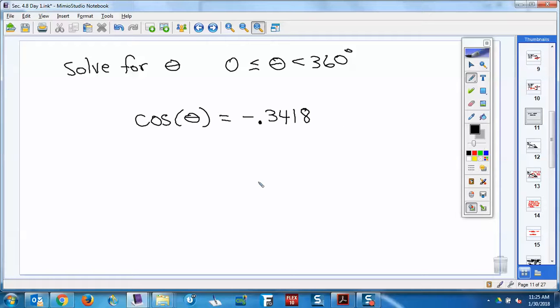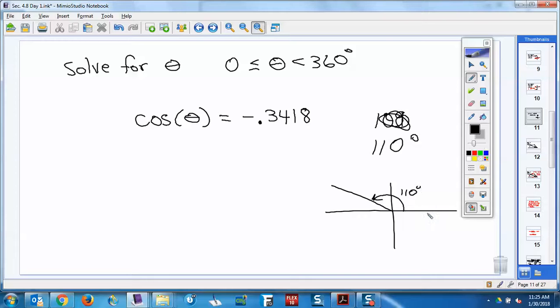In degree mode, what's it give you? 109.986. Yeah, it's called 110. Okay, so 110 degrees. Now, that's not the full picture. There's 110 degrees right there.